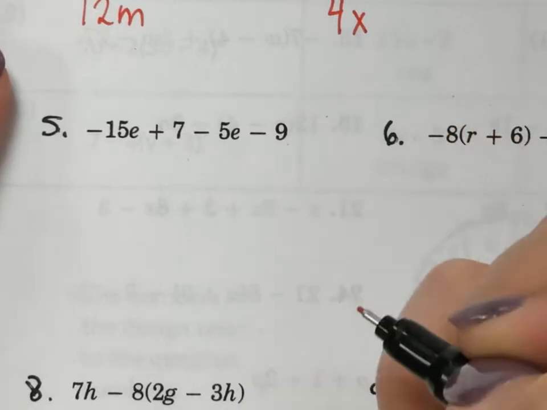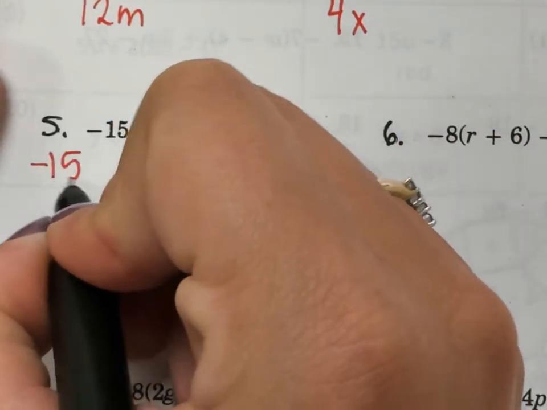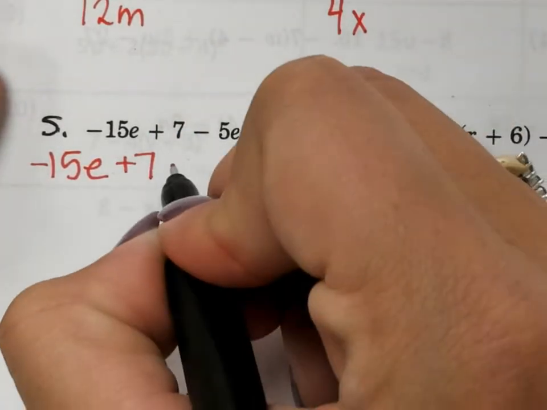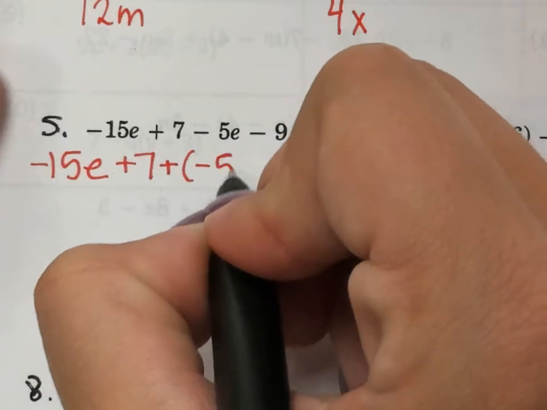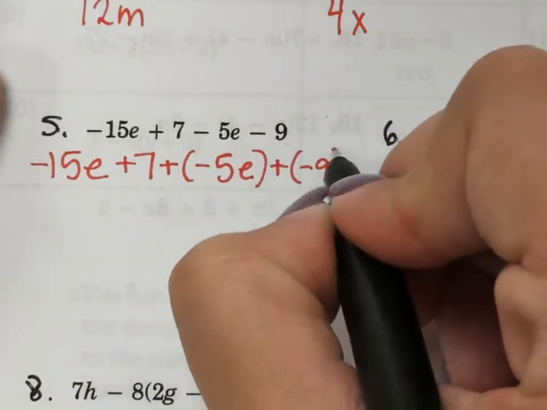Desmond, what'd you say? Change it to an addition. Good. So I need to change it to an addition problem. So I get negative 15e plus 7 plus negative 5e plus negative 9.